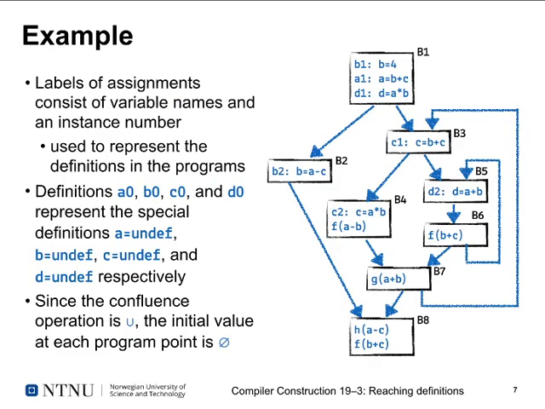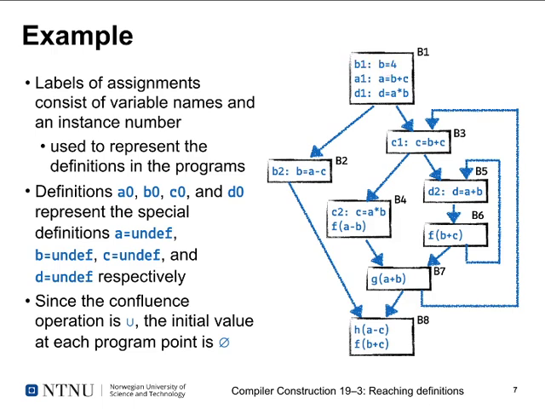Let's look at an example here. So we have our example program that you probably know from last time around. Here we see we have a number of instructions, and each assignment is actually prefixed by a unique identifier, a unique label like B1, A1, and D1 here. So labels of assignments consist of variable names and instance numbers. B1 is the first assignment to variable B, and so on.